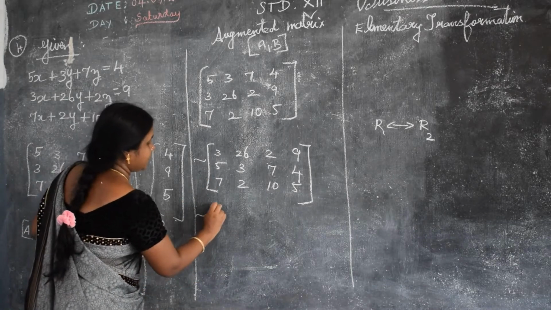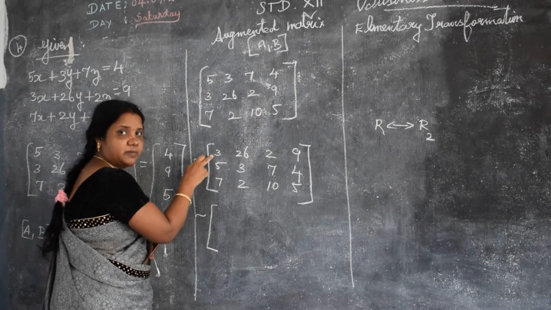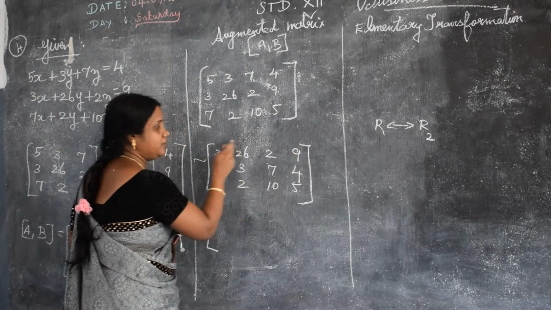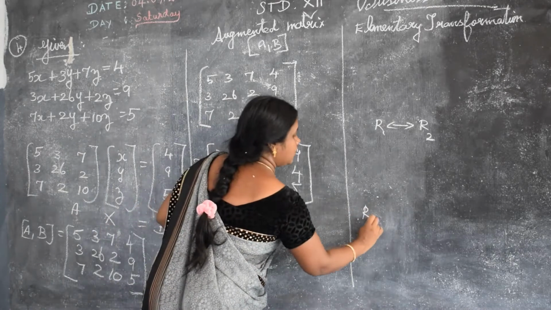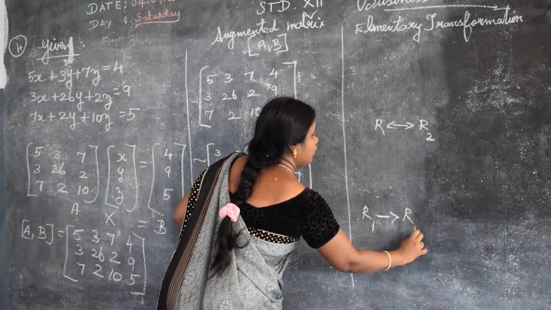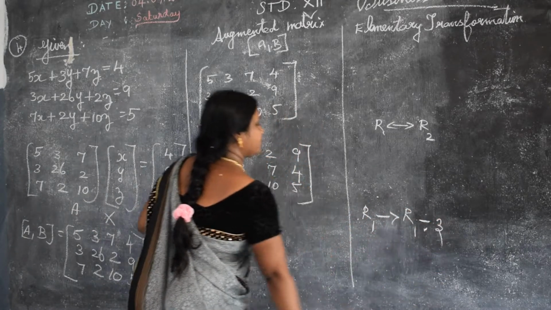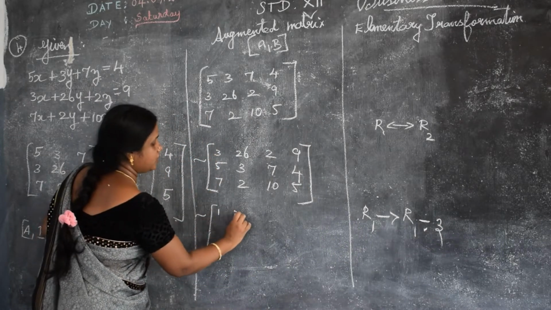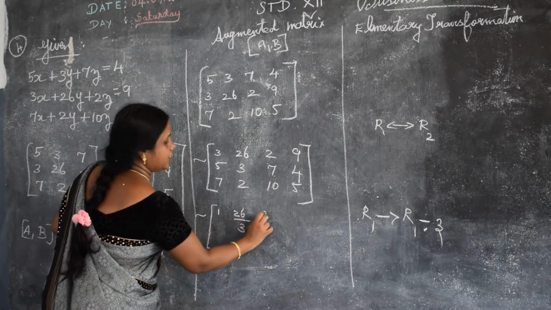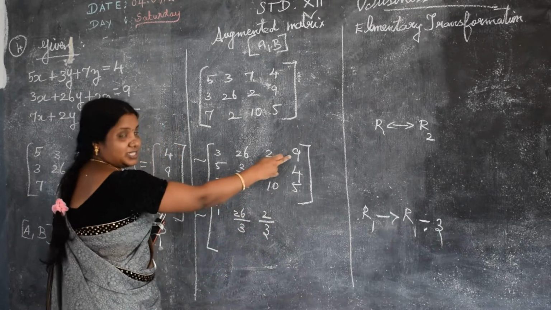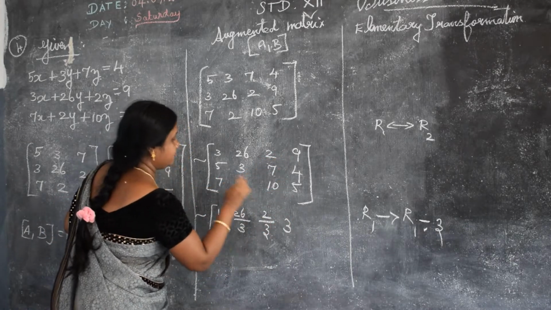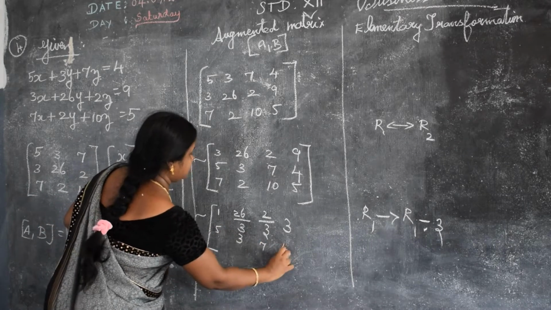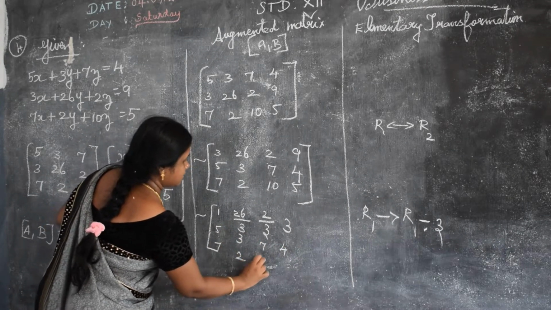Again, in echelon form, our first element here should become 1. So I am going to divide R1 throughout by 3. This one, 3 by 3 becomes 1. Next one, 26 by 3. Next, 2 by 3. What is 9 by 3? 3. Write the second row as such. Third row also as such.